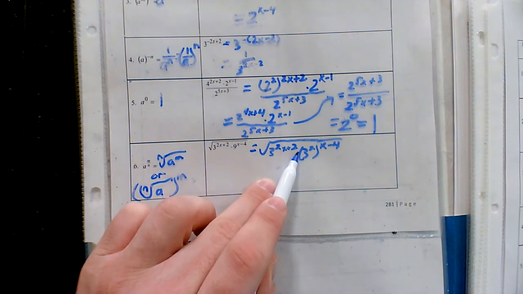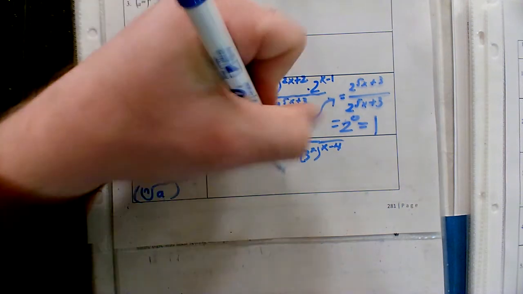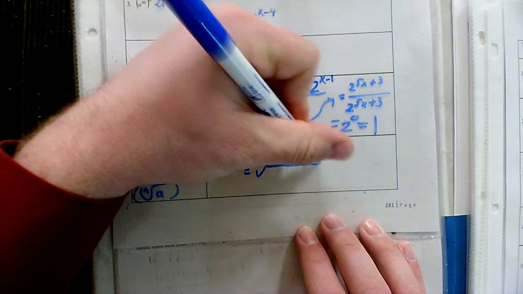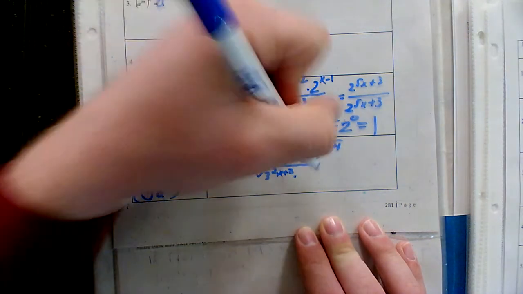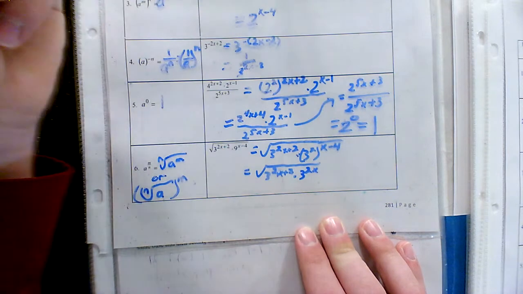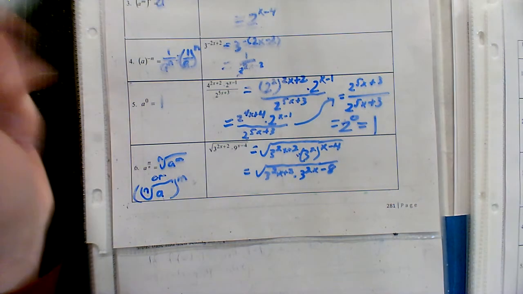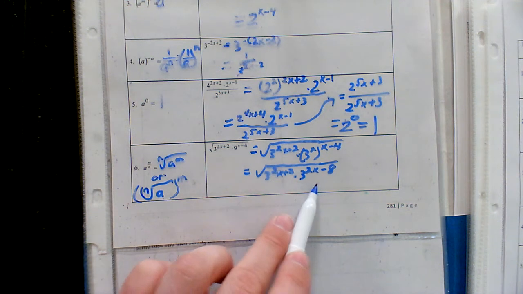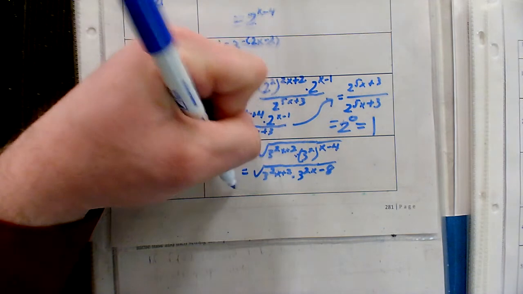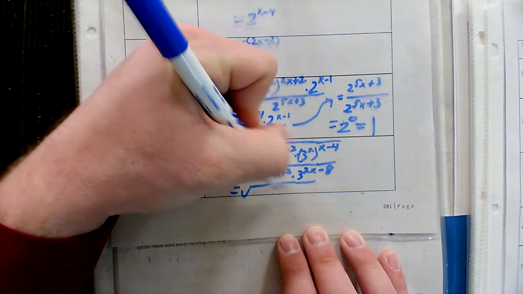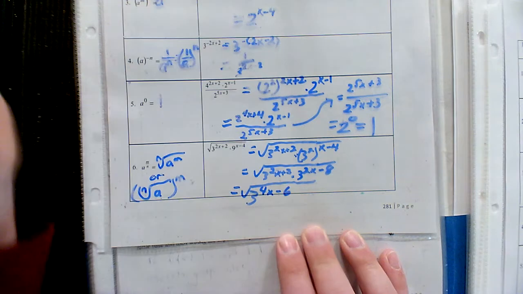Again, you have like bases, but you can't do the multiplication, you can't add them yet until you do this power rule first. So we have square root 3 to the 2x plus 2 times 3 to the 2x minus 8. So 2x plus 2, 2x minus 8. Now we can add our exponents. We have like bases. Square root of 3 to the 4x minus 6.